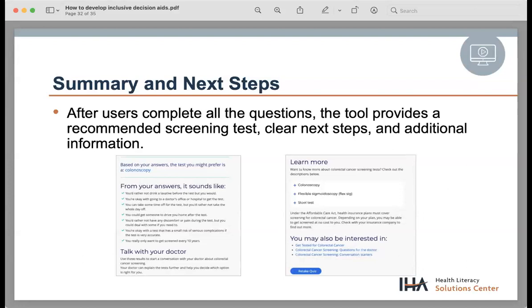And then lastly, it provides users with the option to retake the quiz if they'd like. Maybe they want to revisit some of their answers or some of their responses based on some of the additional information that they learned on this results page.